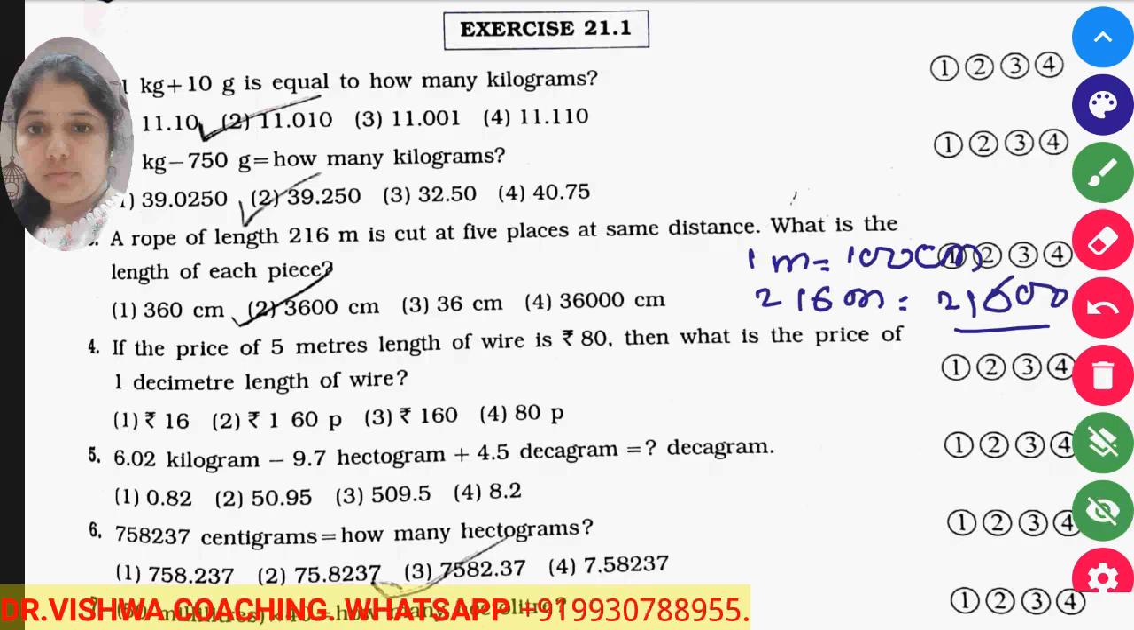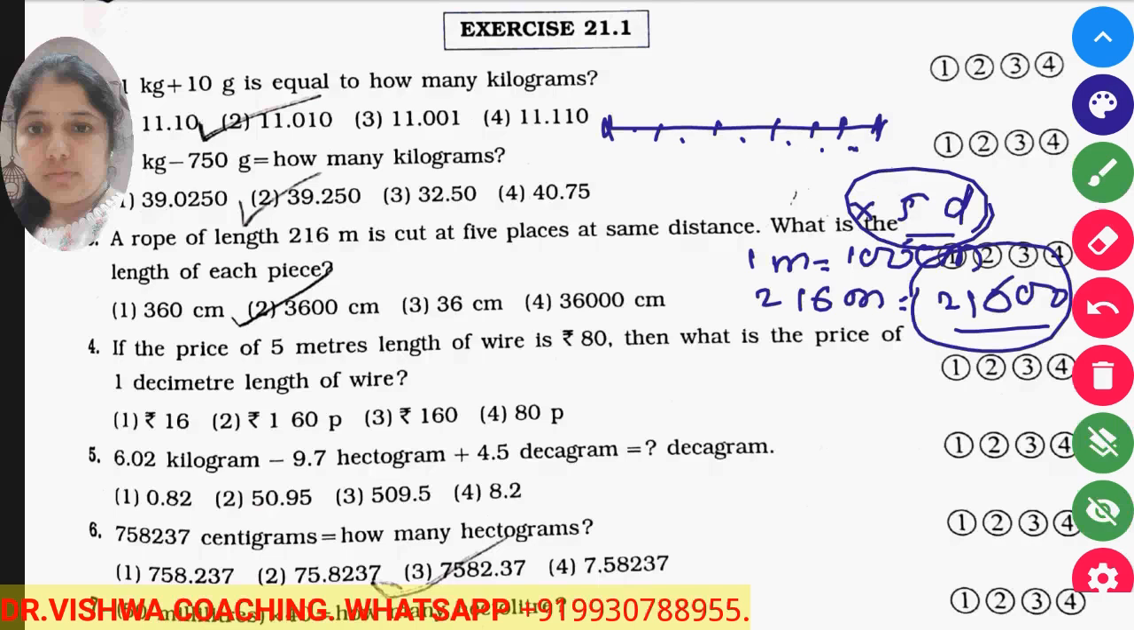But if you divide it by 5, you will not get your answer correct, because see, this is the rope and it is cut at 5 places. 1, 2, 3, 4, you can say 5. Now how many pieces of the rope are there? 1, 2, 3, 4, 5 and 6. So we need to divide it by 6, not by 5.